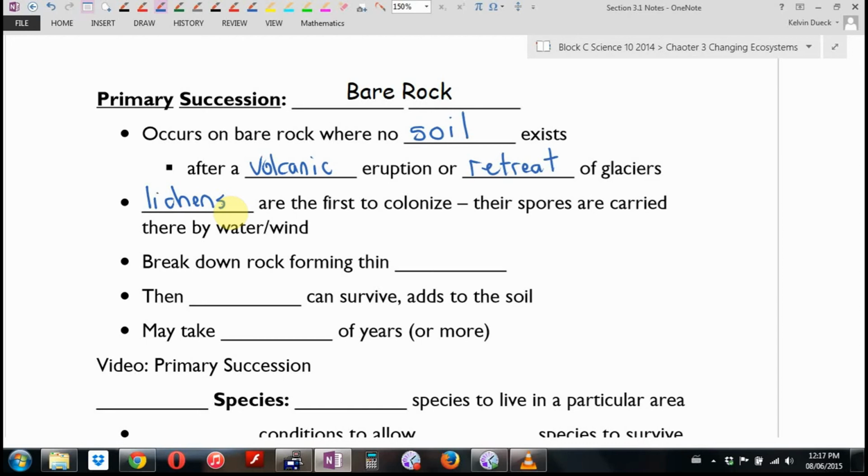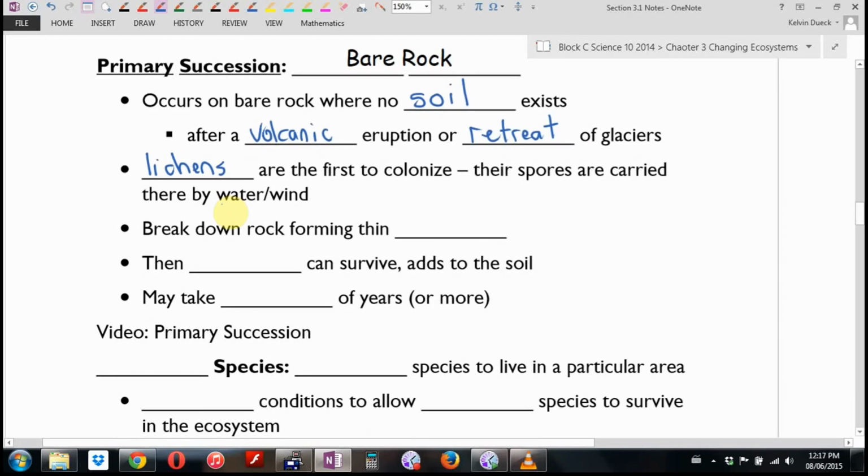And they're very important. They're the first to colonize. Their spores are usually carried there by water or wind. And what they can do is they can break down the rock and form a very, very thin soil. There's our first start. What's the word for first that begins with the letter P that we're talking about here? Primary. Okay?